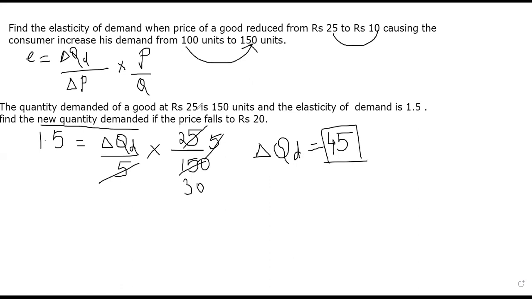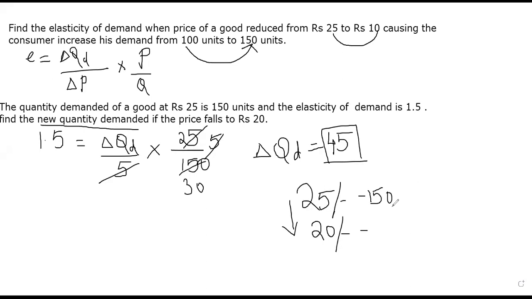When the price was 25 rupees, the consumer was consuming 150 quantities. What happens if the price falls to 20 rupees? Is he going to consume more of it, or less of the previous quantity? He will obviously consume more, because when price falls, as per the law of demand, unless otherwise mentioned in the question, law of demand exhibits the negative relationship between price and quantity demanded. So when price is falling, you expect more than 150 to be purchased.